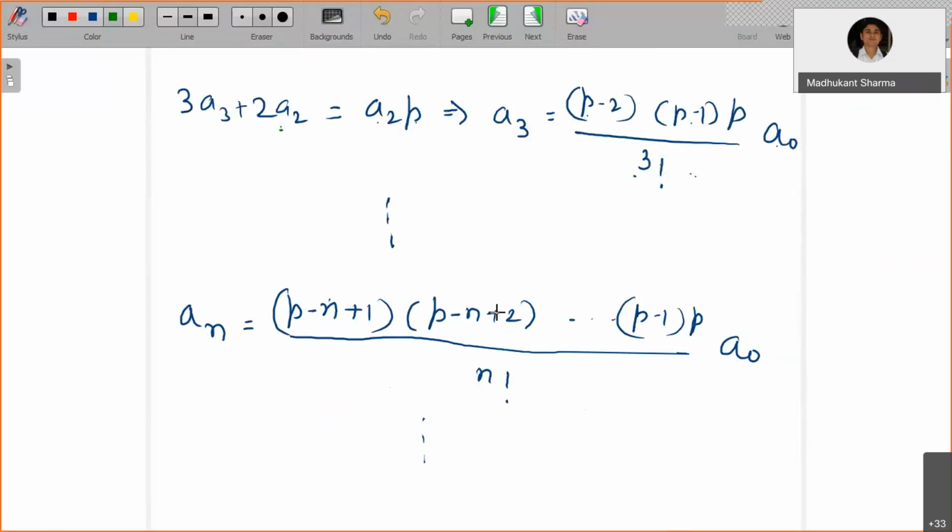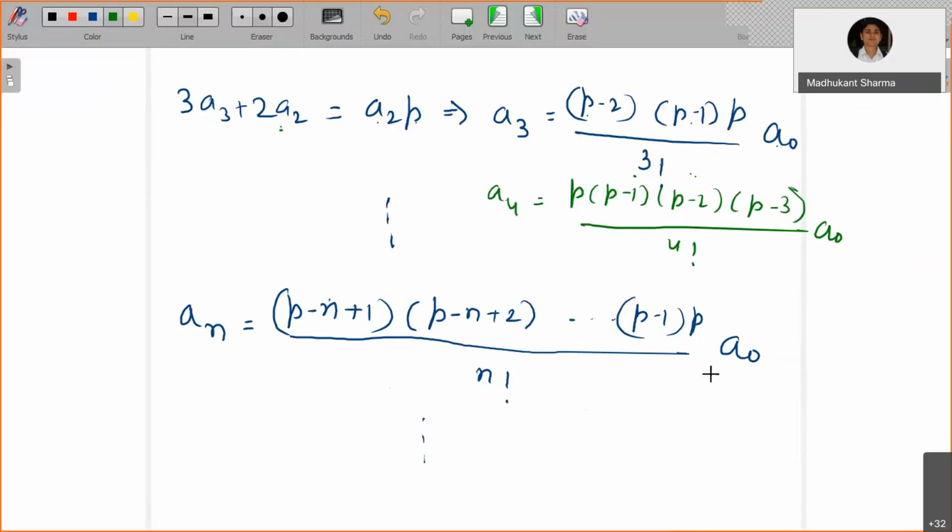And so on. By following this, you can also determine one more step, and you can show that a4 equals p times p minus 1 times p minus 2 times p minus 3 divided by 4 factorial times a naught. So an will be p times p minus 1 and so on, up to p minus n plus 1, divided by n factorial times a naught.